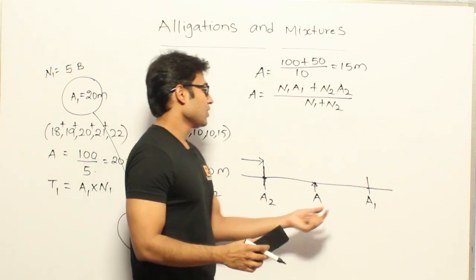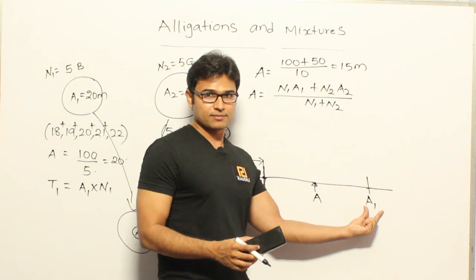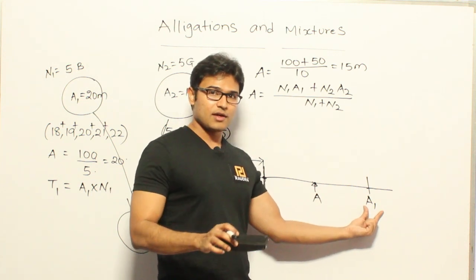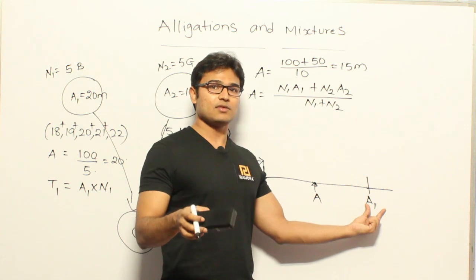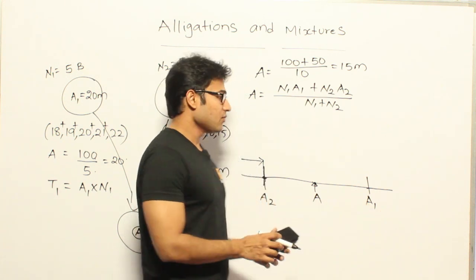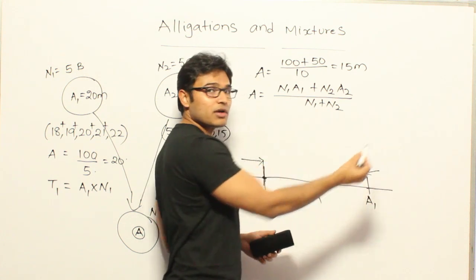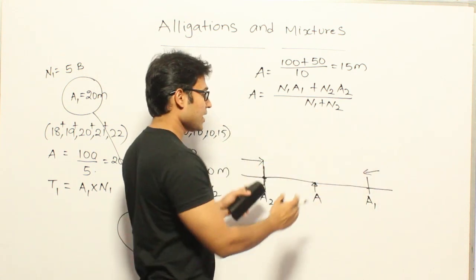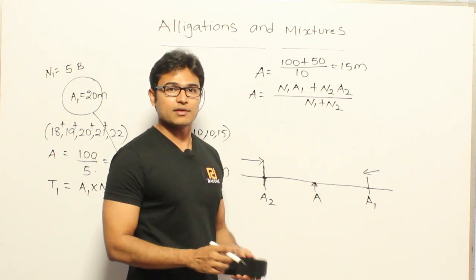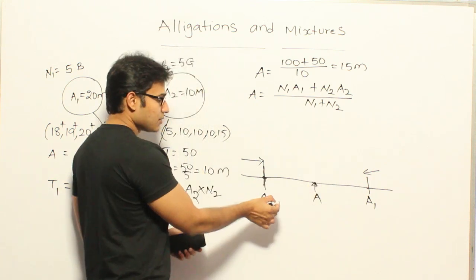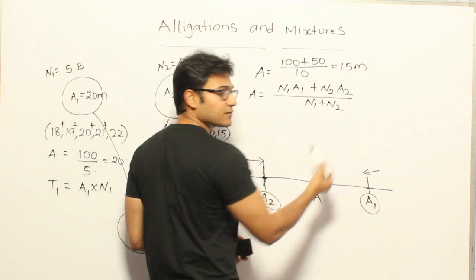And similarly, some items are already there with the highest average a1. To those items, we are adding the items whose average value is less than that, right? Therefore, the average should lie to the left of it. It cannot increase beyond that. Got it? So the average has to lie between these two numbers. Now, where is it going to lie? That depends on how many items of a2 you are adding and how many items of a1 you are adding.